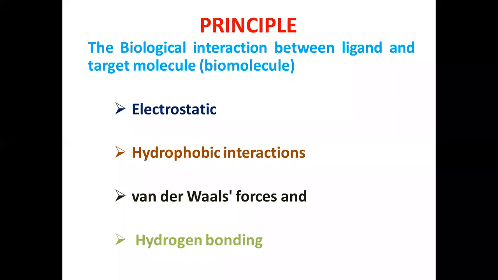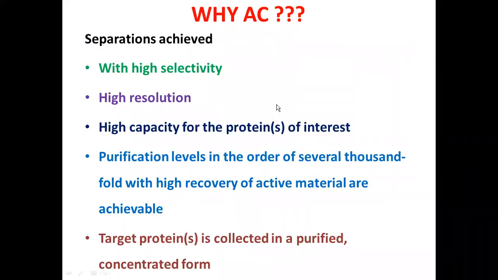So any one of these types of interactions will become consequential for selectively holding those protein molecules in the chromatographic column or over the surface of the ligand. So why do we need this affinity chromatography? And what are the advantages of this affinity chromatography?